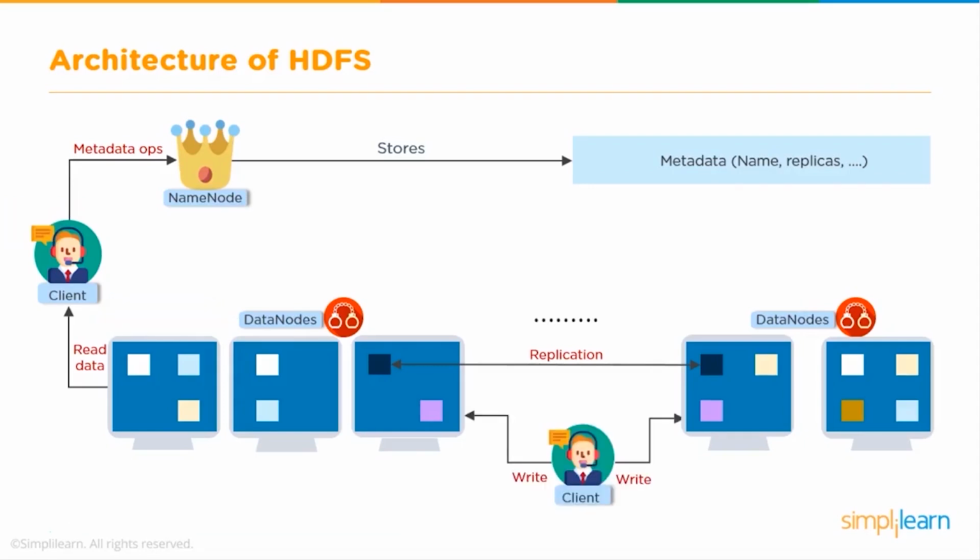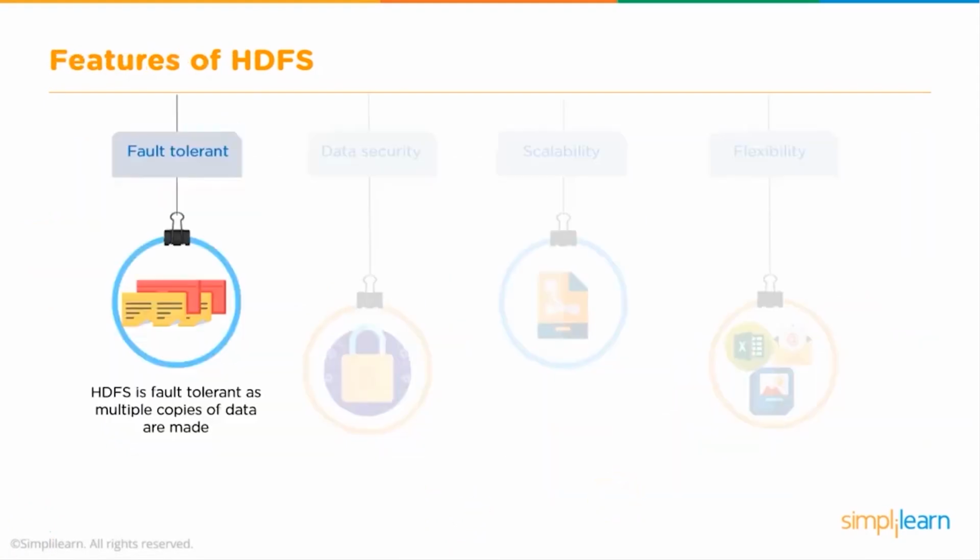When it comes to write, it is a similar process: if a client would want to write some data, it would contact name node. Name node would give a list of data nodes which are available where the data can be written, and then basically the client would write the data directly to these data nodes. So in this fashion, your HDFS basically handles the read and write, where name node is an important component.